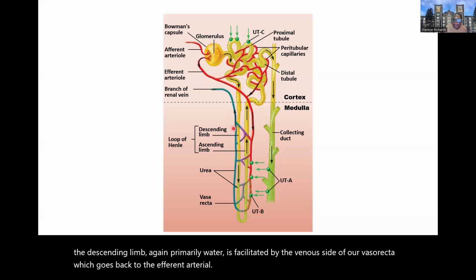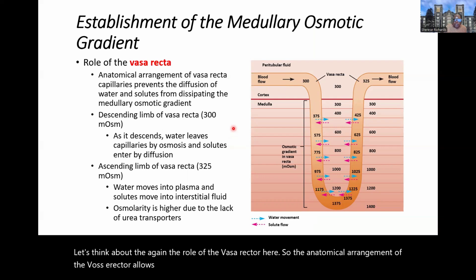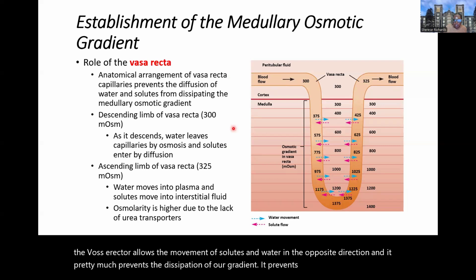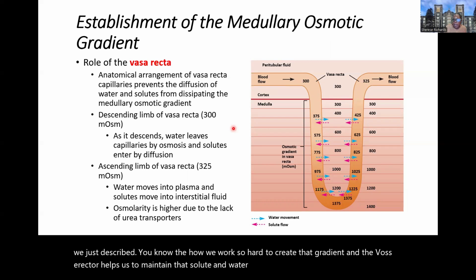Great. Let's think about, again, the role of the vasa recta here. So the anatomical arrangement of the vasa recta allows the movement of solutes and water in the opposite direction. And it pretty much prevents the dissipation of our gradient. It prevents the loss of the gradient that we just described, how we worked so hard to create that gradient. And the vasa recta helps us to maintain that solute and water gradient and help to keep our medullary osmotic gradient.